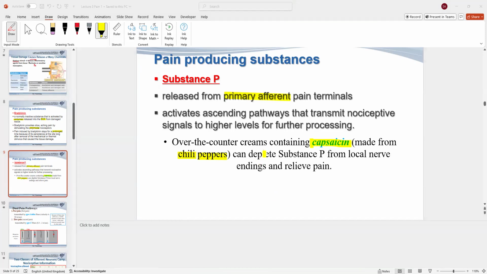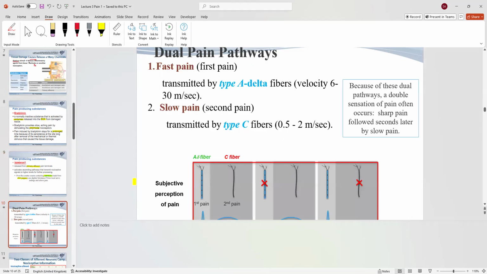Deplete means exhausts, finishes. Oh, okay. Finish. Okay. Yes. So next, please.